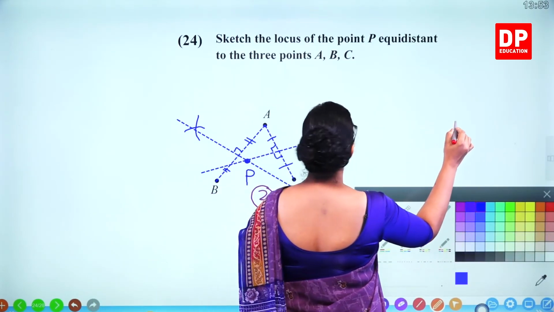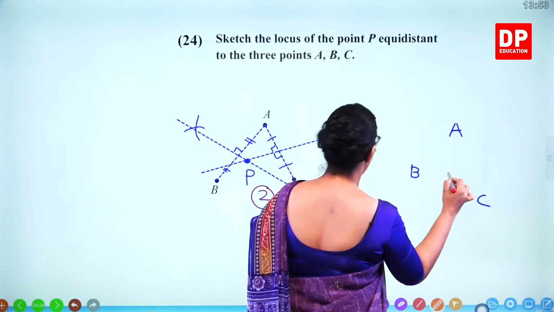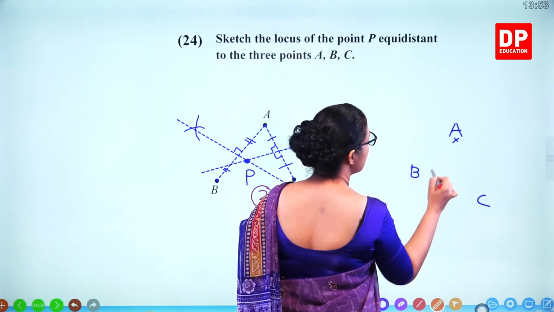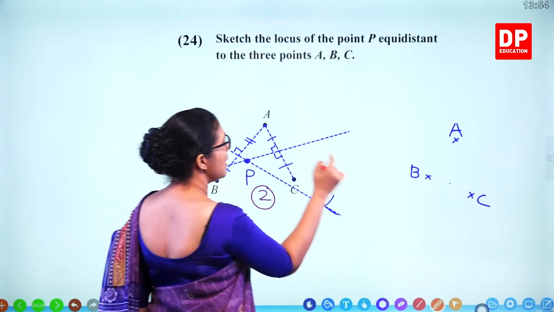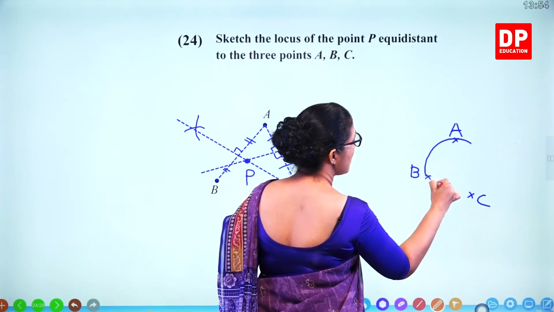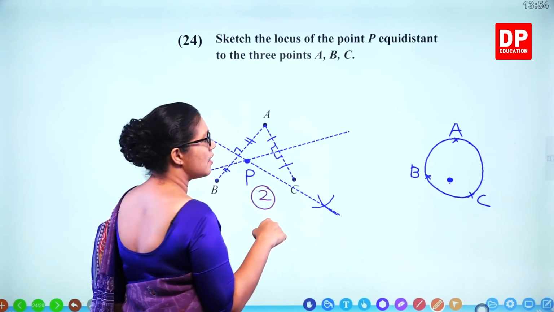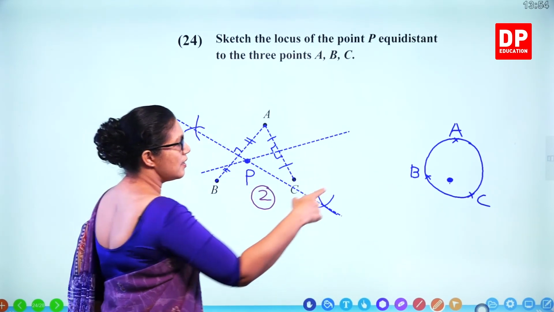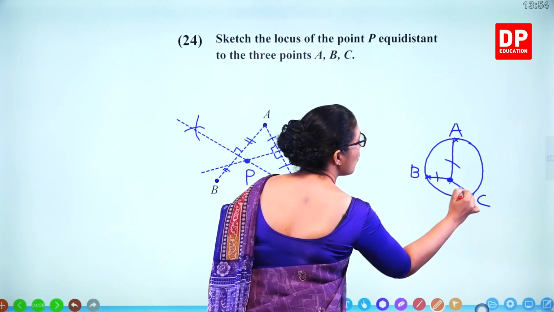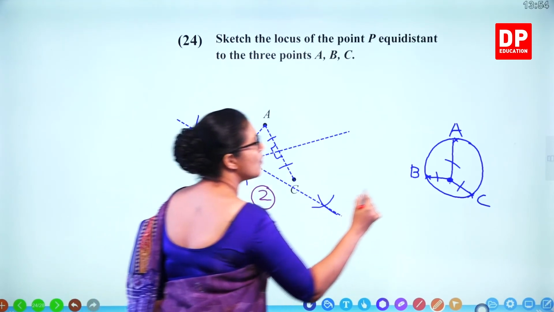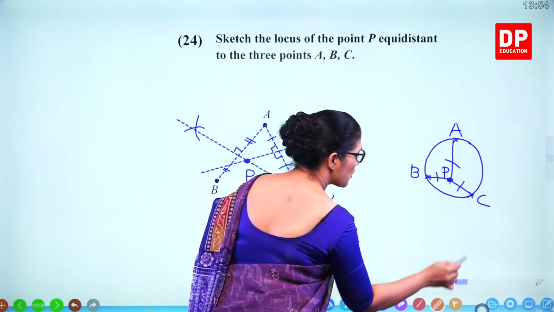So when you actually draw the circle with center P, you get a circumcircle. So the center is P. This is not a perfect circle, but all these are radii. So all the thread lengths are equal and this is the center of the circle. So 2 marks for that.